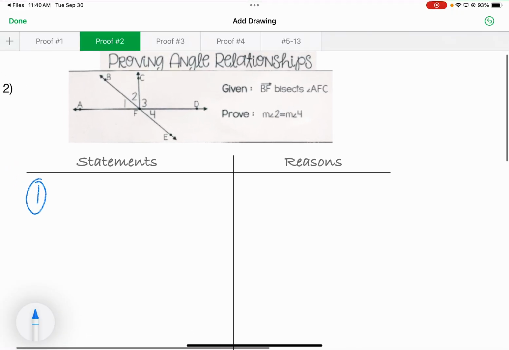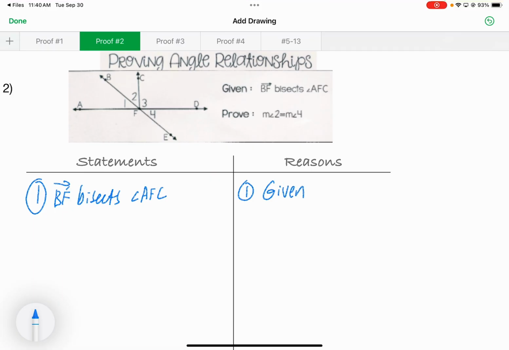Ray BF bisects AFC. We're going over all these. I feel like we should, right? I feel like we should.